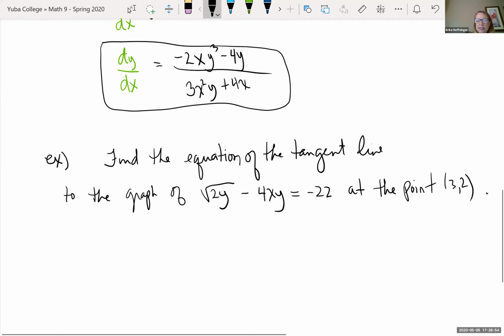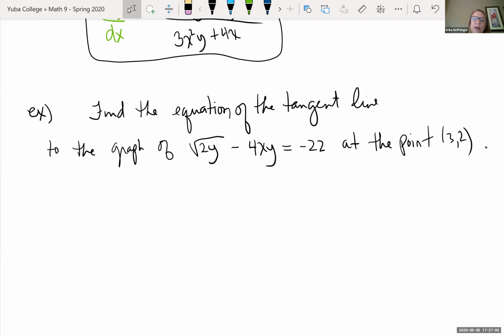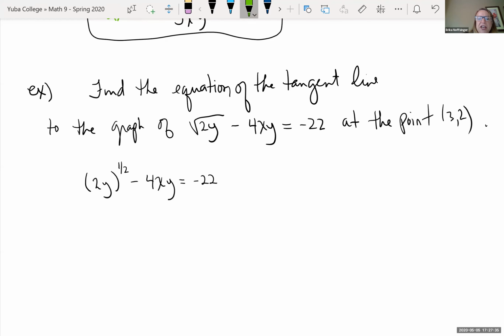But looking at this, this equation is in terms of both x and y, and I can't isolate one. I guess I could in terms of the other. It would be easier though if I use implicit differentiation. And so I'm going to use implicit, and I'm going to rewrite the square root of 2y so that I don't have the radical, and I'm going to rewrite it with an exponent just to make taking the derivative easier. So this is 2y all raised to the 1/2 power minus 4xy equals negative 22. And so we're going to use implicit differentiation.